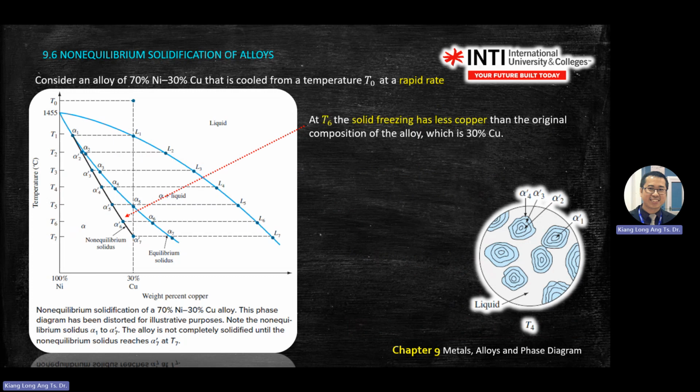So I'll just show you at T6. At T6 here, the solid freezing has less copper than the original composition of the alloy, which is 30%. Okay, at T6 here, the percentage of solid, you extend this one, you drop down, the percentage that solidified, the copper percentage was less than 30%.